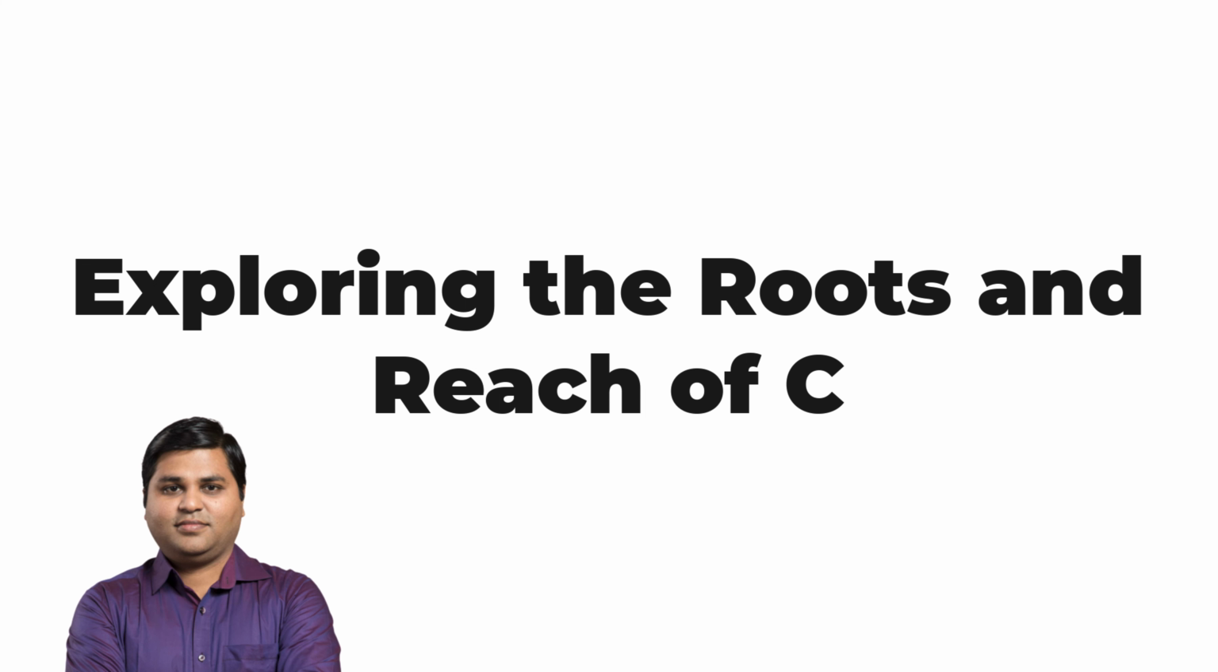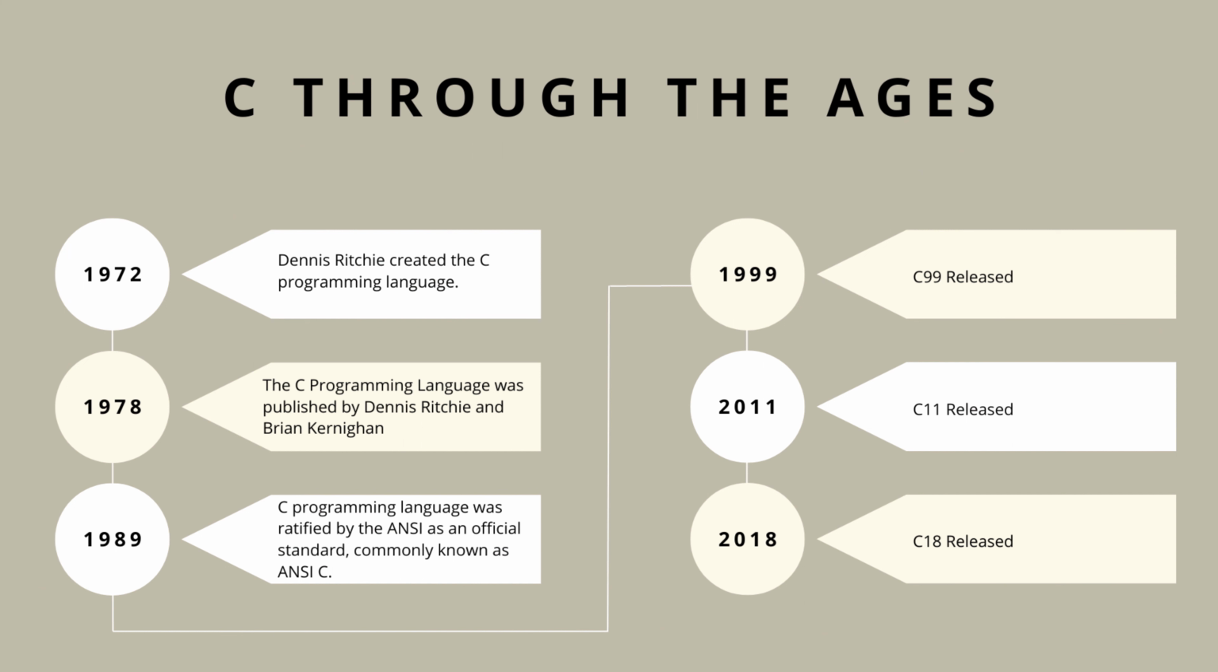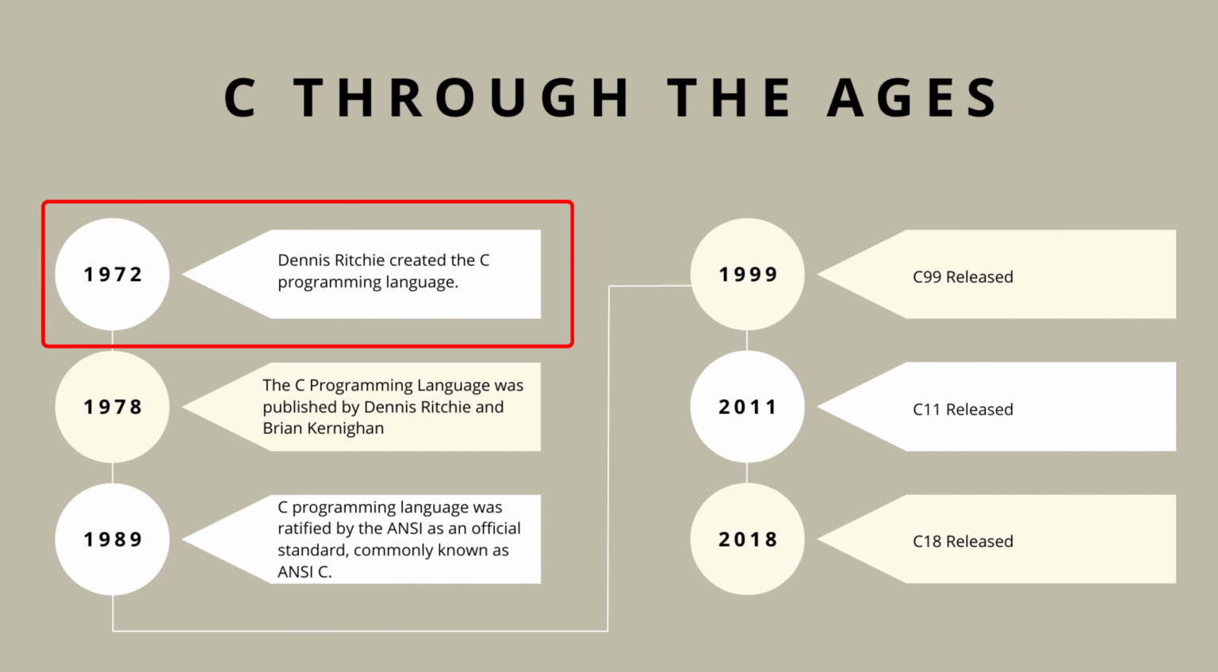Let's learn about an amazing programming language called C. To fully appreciate why C is still one of the most popular programming languages in the world, it's important to understand what it can do and a little about its background. C was created way back in 1972 by a brilliant programmer named Dennis Ritchie who was working at Bell Labs. It was named C because it was created as the successor to another programming language called B.